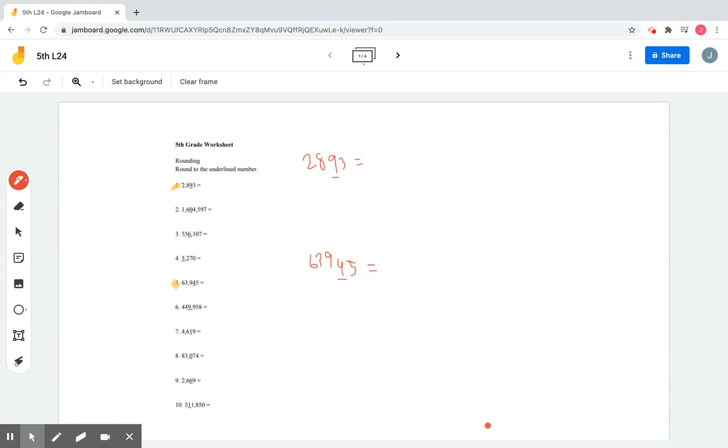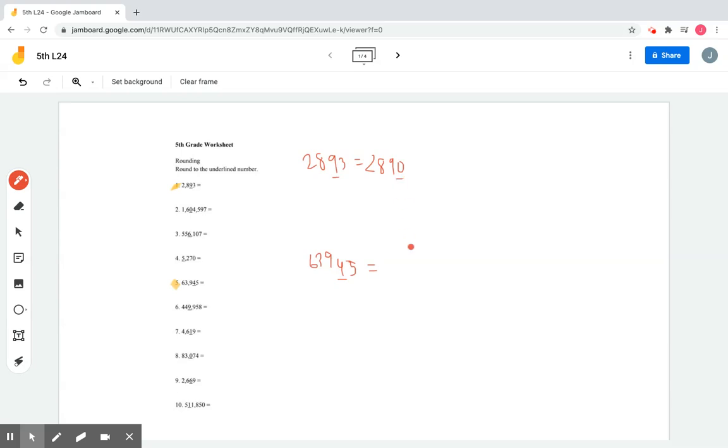So number 1, we have 2,893. And 9 is underlined right now, and we're going to round to the underlined number. When we round, we should look at the number on the right side of the underlined one. In this case, we're looking at 3 here. Is 3 bigger than 5 or smaller than 5? 3 is smaller than 5, right? So we're going to round it down. So 3 is going to be 0 and 9 will remain the same. So it will be 2,890 because we round it down.